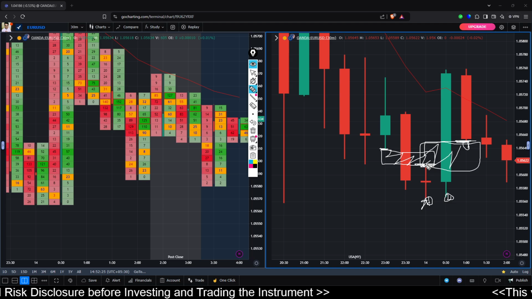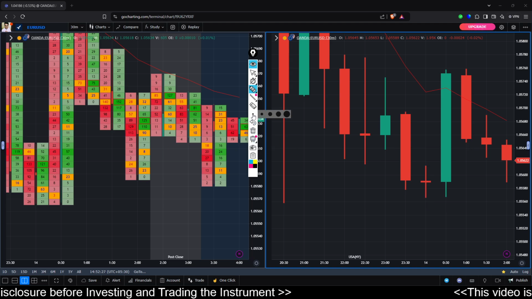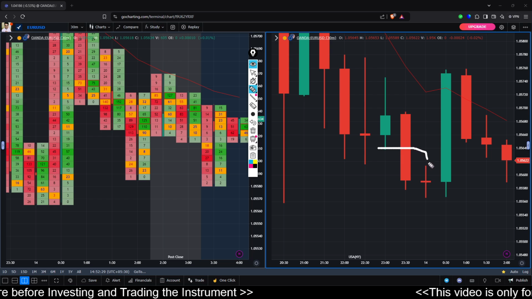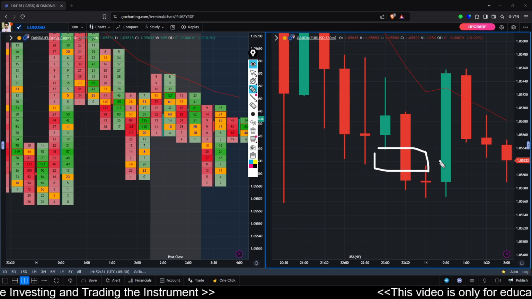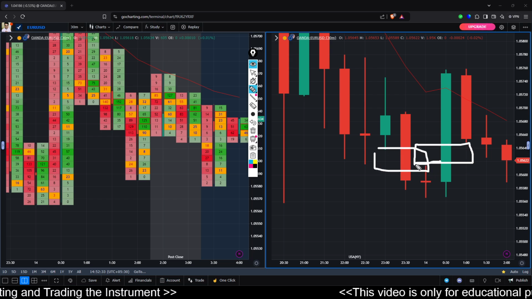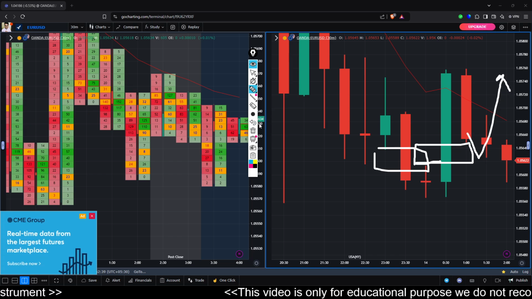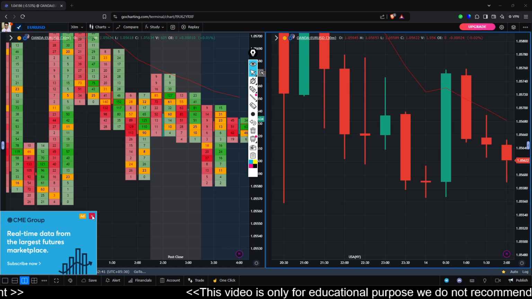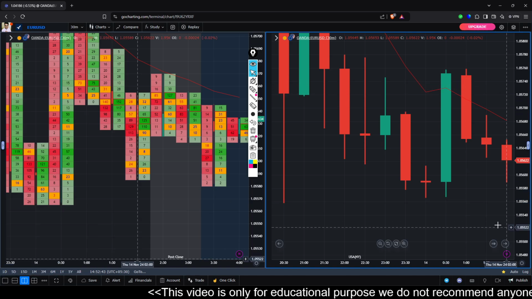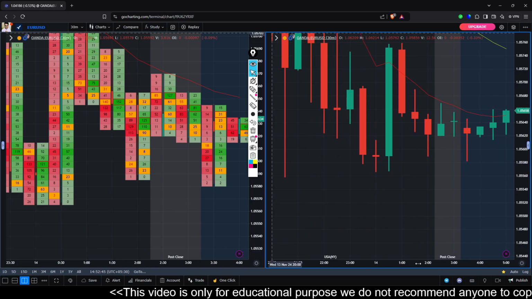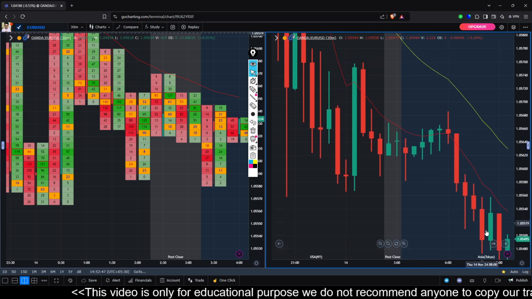Suppose we are getting an imbalance forming here and an imbalance forming here. What confirmation do you have that the market is going to test this zone and give a bounce? There is the possibility that the entire trend might continue downside and your stop loss can be taken out, like this.